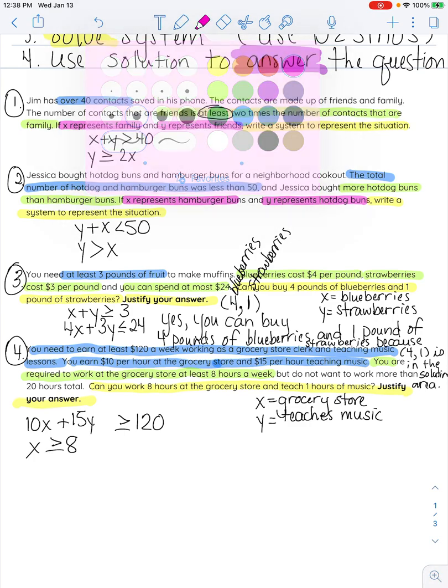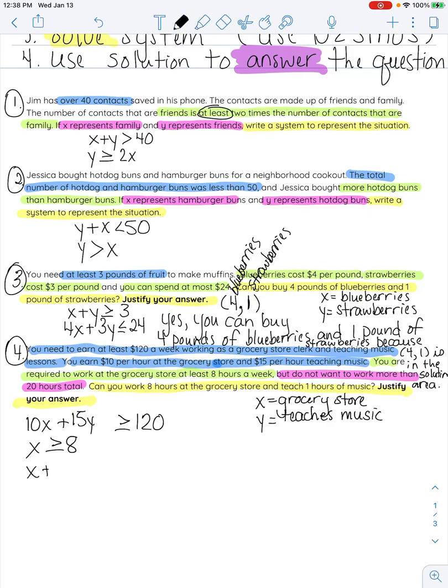But they also give us a third relationship. But you do not want to work more than 20 hours total. So that means you don't want to work at the grocery store and teaching more than a total of 20 hours. So that means you want to work less than or equal to 20 hours. So that's my system. Again, have I answered my question yet? It says, can you work 8 hours at the grocery store and teach 1 hour of music? Well, I'm not sure yet.